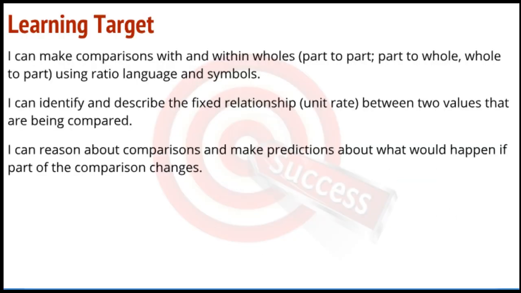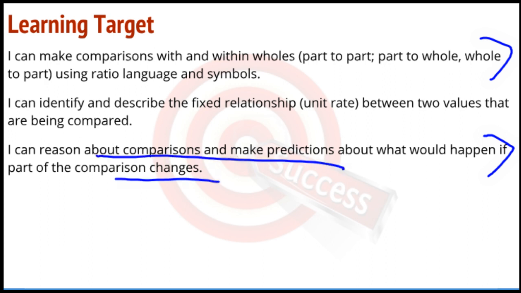All right, learning targets. Make comparisons with and within wholes. We are certainly going to be writing some ratios here. Identify and describe the fixed relationship between two values that are being compared, the unit rate. We're not so much looking at unit rate today. I can reason about comparisons and make predictions about what would happen if part of the comparison changes. We are going to be working on these first and third learning targets today. When we talk about the value of a ratio, it really comes into the equivalent ratios that are being talked about here in the third learning target.